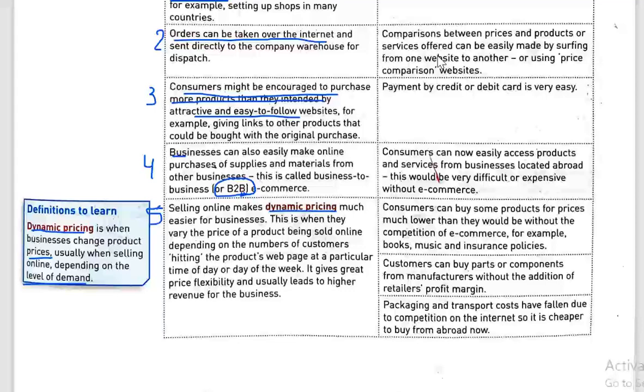Comparisons between prices and product service offered can be easily made by surfing from one website to another. So when I'm using e-commerce as a consumer, I can compare prices. I can go to website A and look for the price of the shoes, and I can go to website B and compare the prices of the same shoes.